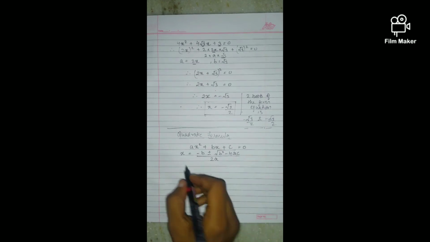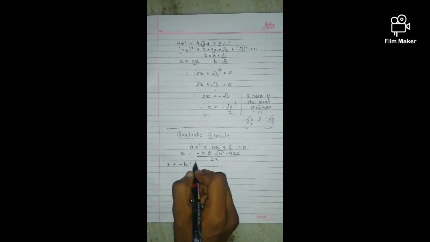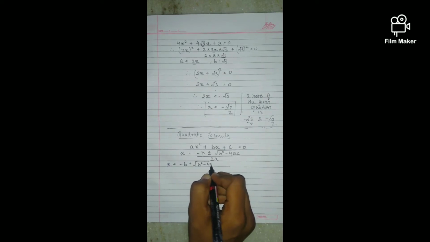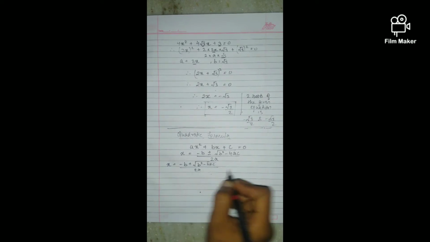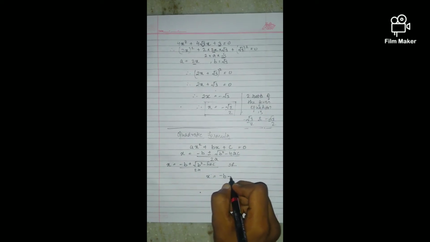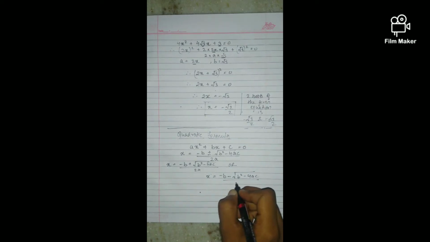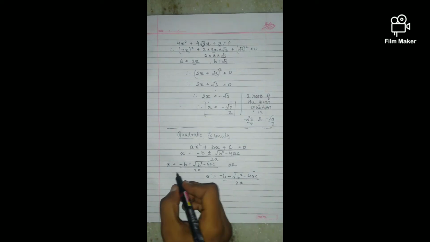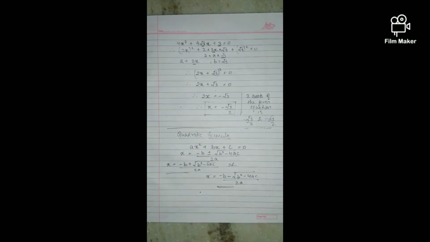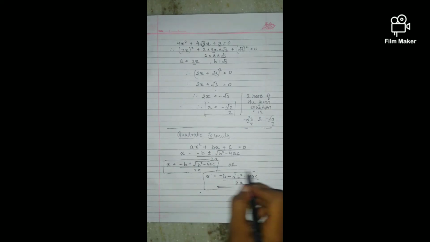Okay, see, we can get x equals minus b plus under root of b square minus 4ac upon 2a, or we can get x equals minus b minus under root of b square minus 4ac upon 2a. See, we've got the first root and the second root. Okay, this is the general formula for solving any type of quadratic equation.